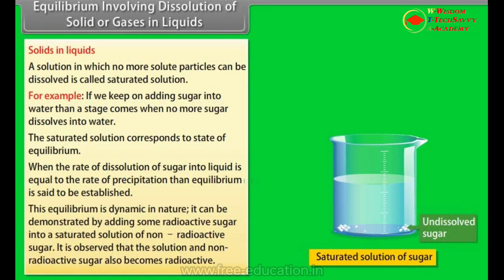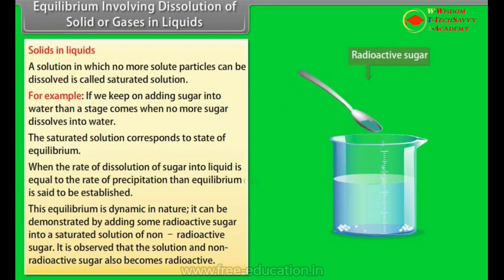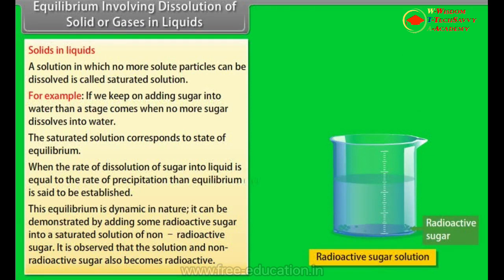This equilibrium is dynamic in nature. It can be demonstrated by adding some radioactive sugar into a saturated solution of non-radioactive sugar. It is observed that the solution and non-radioactive sugar also becomes radioactive.